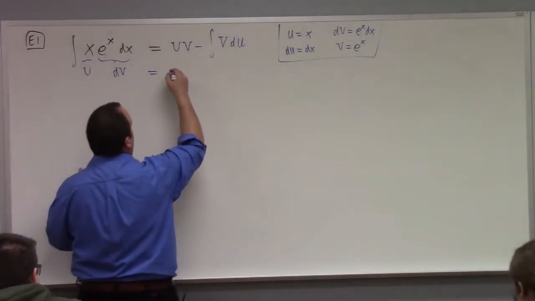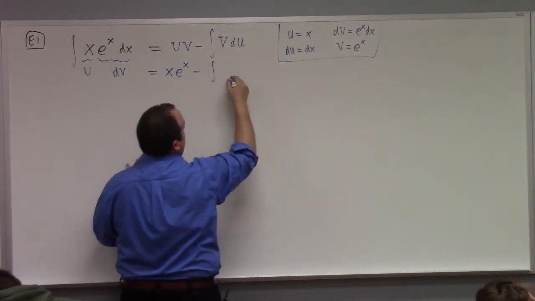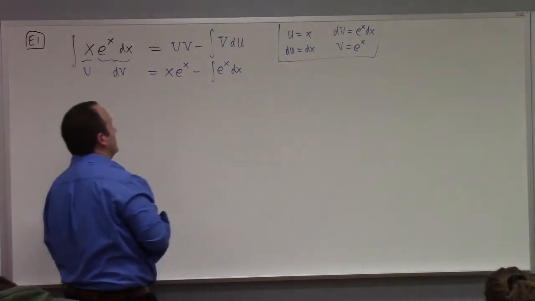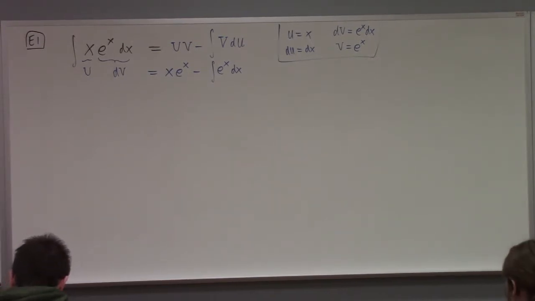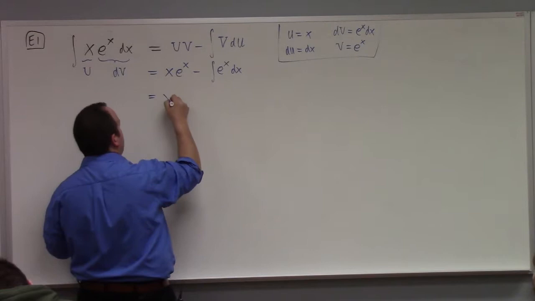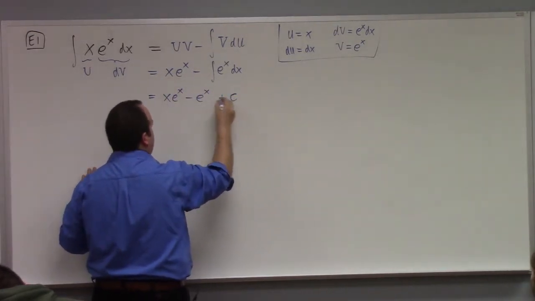So let's see here, does this work? We've got x e to the x, minus the integral of v, which is e to the x, times du, which is dx. Well, I think that's a pretty good trade. We've traded the integral of x e to the x, which we didn't know how to do, for x times e to the x, which is just a function, and the integral of e to the x, which is an elementary integral. That's something we did on the sideboard already. We know how to do that. And then I add a constant since we're doing an indefinite integral.